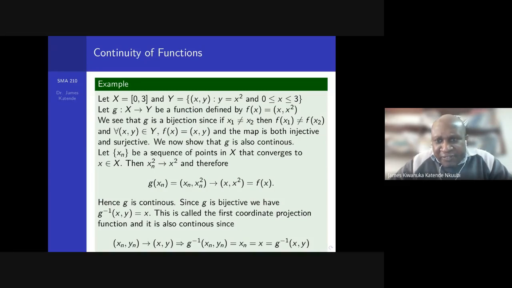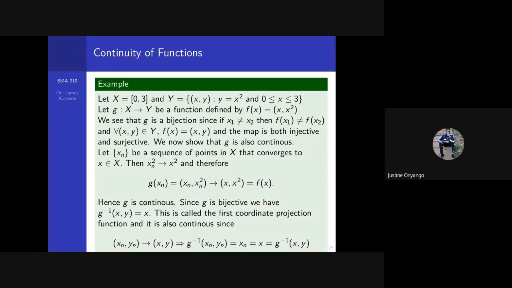Now we can also check if it is continuous. So we pick a sequence of points in X that has a limit x; in other words, it converges to small x. Using the properties you will learn from real analysis, if xn converges to x, then xn squared must converge to x squared.